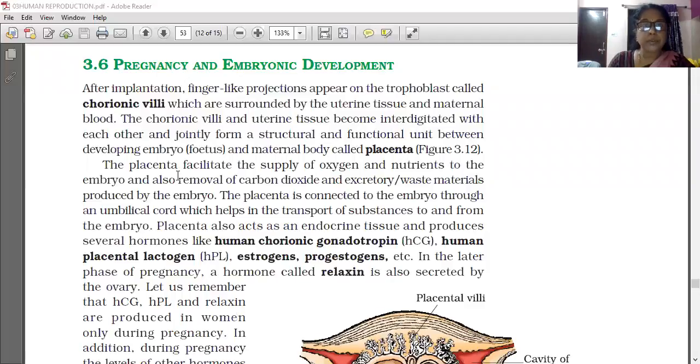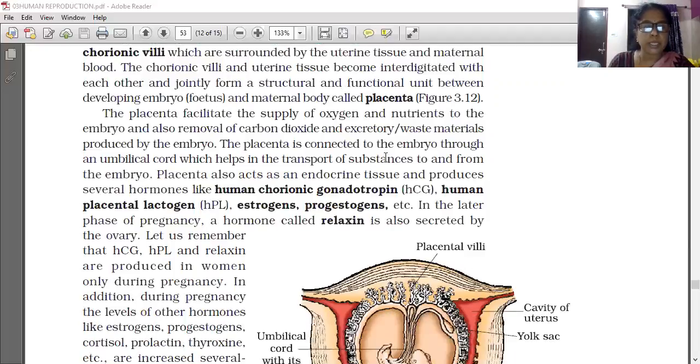After implantation, finger-like projections appear on the trophoblast called the chorionic villi, which are surrounded by uterine tissue and maternal blood. The chorionic villi and uterine tissue become interdigitated with each other and jointly form a structural and functional unit between the developing embryo, that is the fetus, and the maternal body, called the placenta. The placenta facilitates supply of oxygen and nutrients to the embryo and also removal of carbon dioxide and excretory or waste material produced by the embryo. That is the function of the placenta.